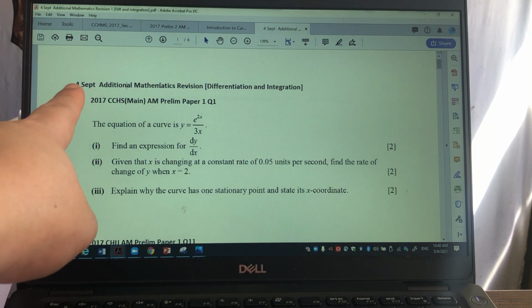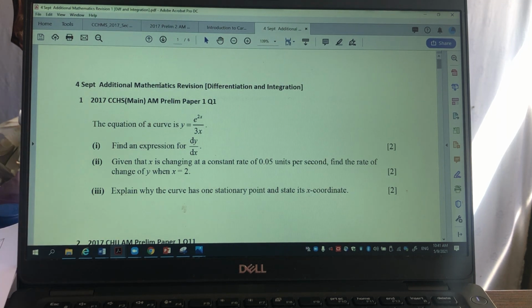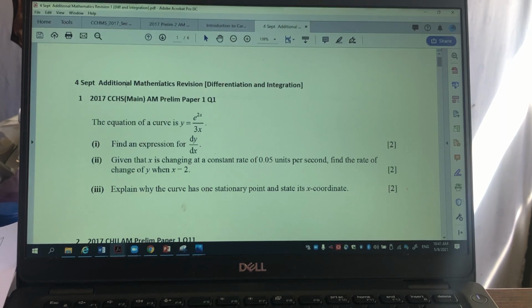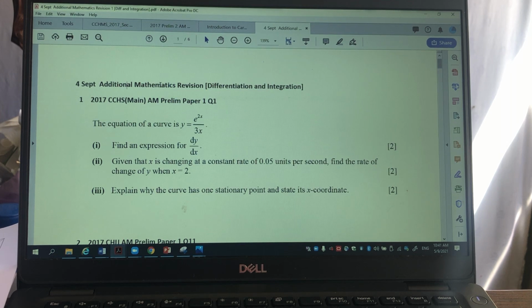Hello, I'm going to go through the worksheet that I gave yesterday, 4th September, the one on A maths differentiation and integration. I will go through this whole paper within this video, and subsequently, the videos will include the discussion of all your prelim exam questions.